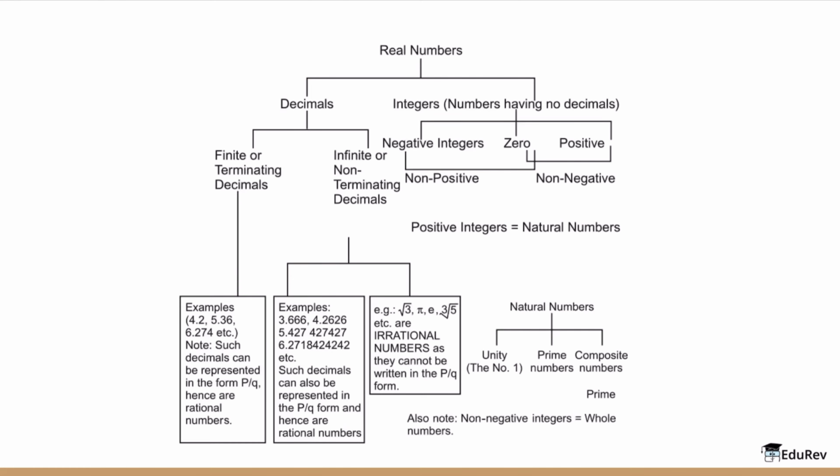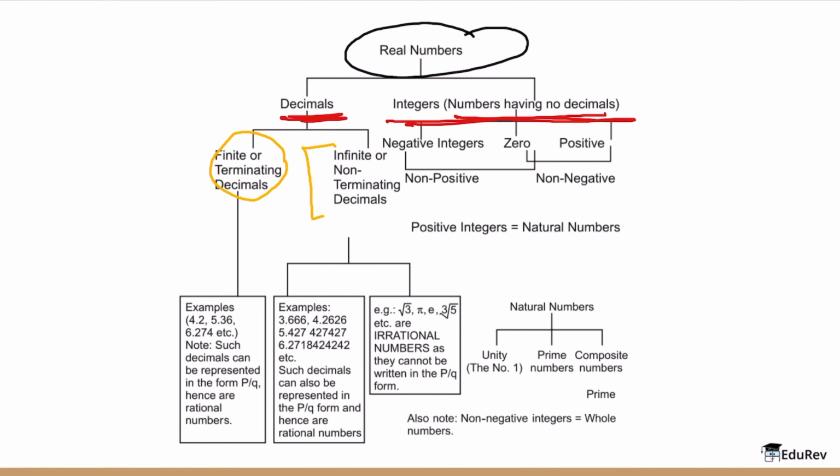To start off, the following pictorial representation of the types of numbers will help you improve your comprehension of different types of numbers. Here you can see that real numbers are basically divided into two groups, that is decimals and integers, that is numbers having no decimals. Then decimals are divided into two other groups, that is finite or terminating decimals and infinite or non-terminating decimals. And integers are divided into three groups, that is negative ones, zero and positive ones.